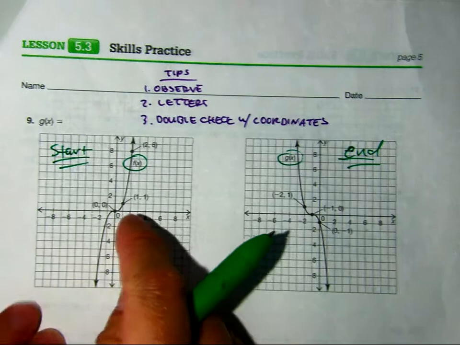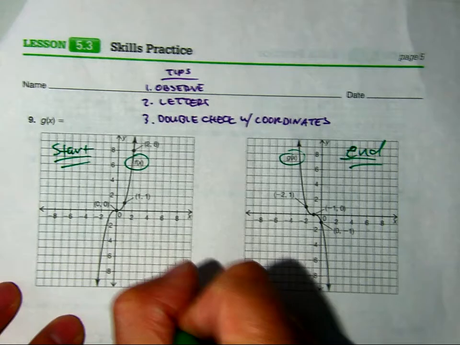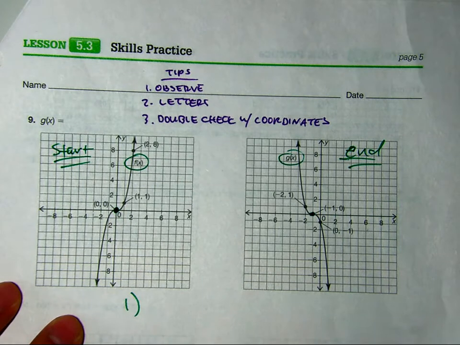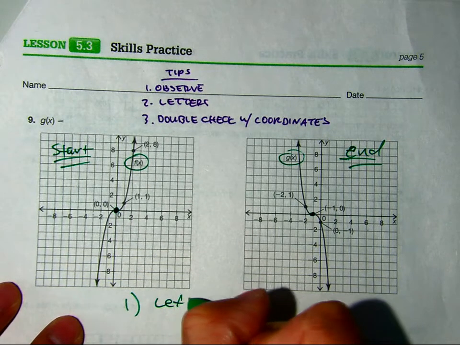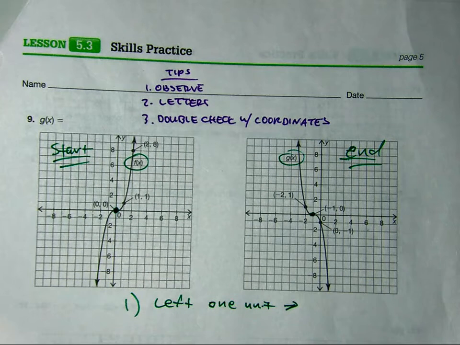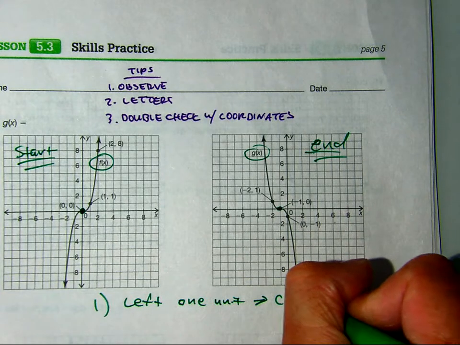So if I look at my graph for number 9, what are some observations? Has the graph moved? How did it move? Look at this point. Where did it go? Left 1, right? Okay, question. Let's change that into a letter. What letter is that? A, B, C, or D? It is your C value. And your answer is your C value here is -1.